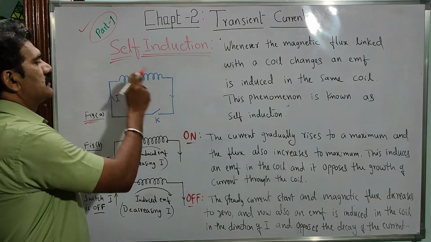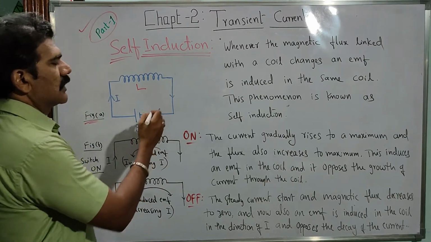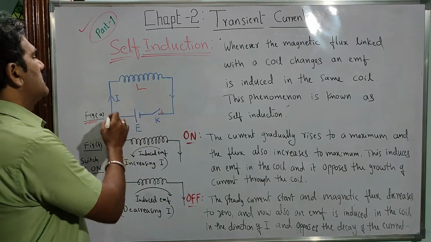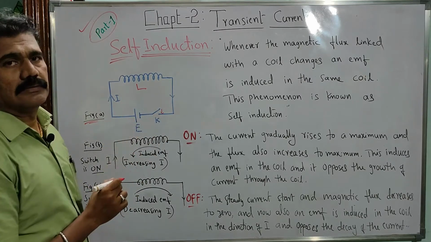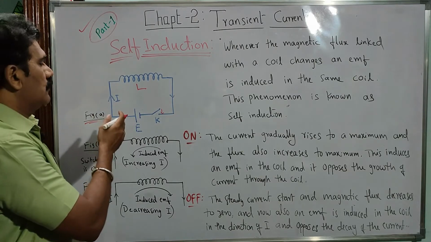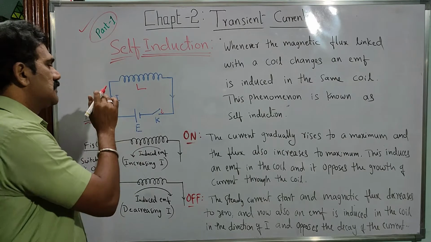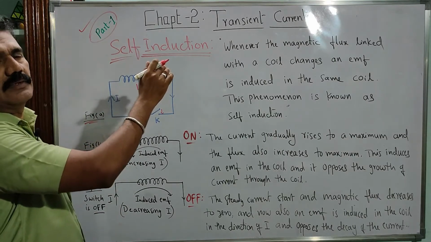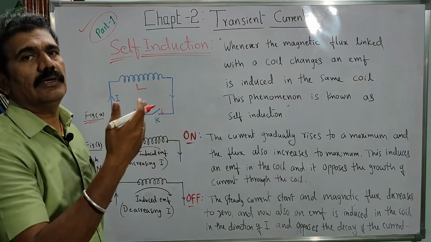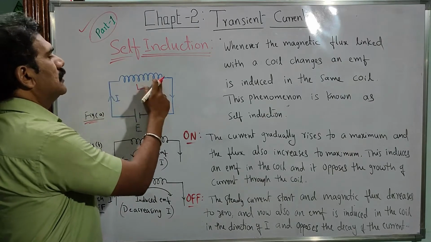When the key is pressed, it gives continuity for the flow of current, isn't it? When the key is pressed like this, there is a flow of current through the coil. Initially the current is 0 in the circuit. The moment you press the key, the current starts increasing from 0 to a certain maximum. That increase of the current from 0 to maximum is called the growth of the current. Now that growth of the current is passing through the coil.